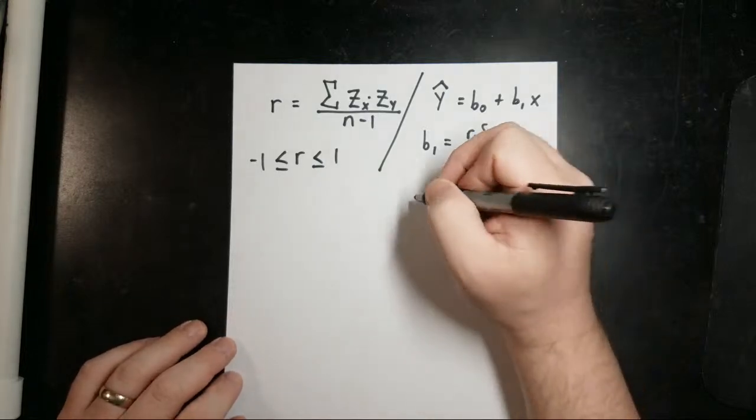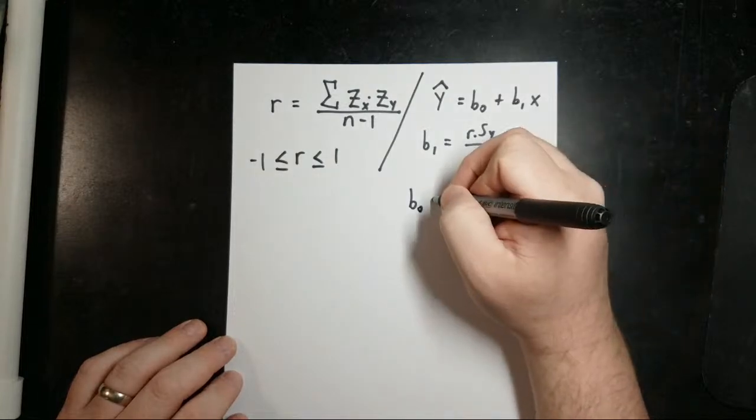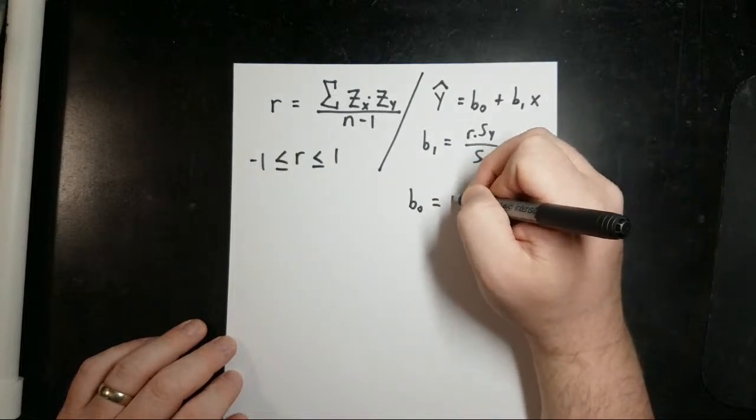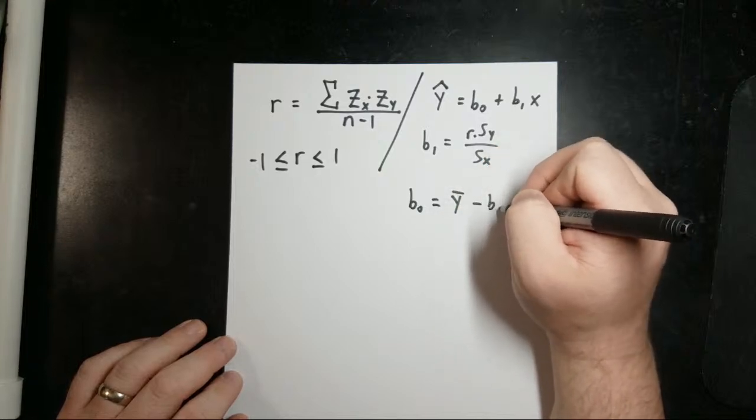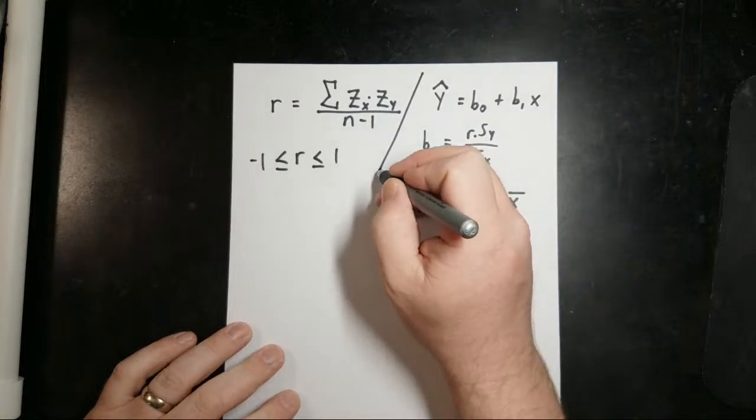That's how the calculator does it. And your b sub 0, your y-intercept, would be equal to y bar minus b sub 1 x bar, or the average of y minus your slope times the average of x. Of course, your calculator can get this done for you.